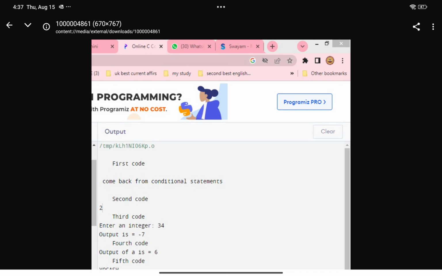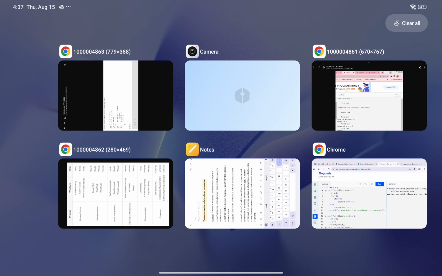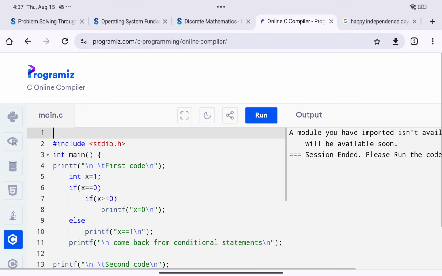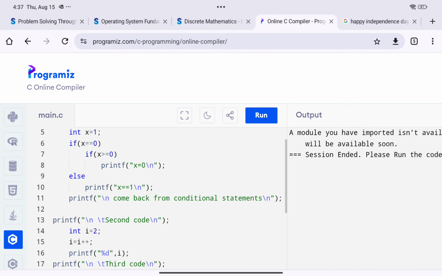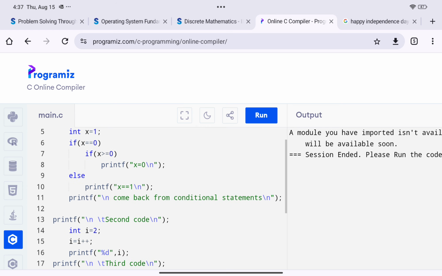Why? Because in the first code he is asking, include, first code, x is equal to 1, if x is equal to 0, if x is not equal to 0, so it will come outside. Okay, so the second question, now.